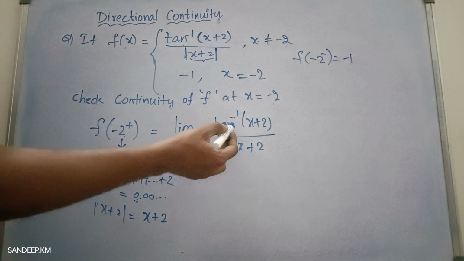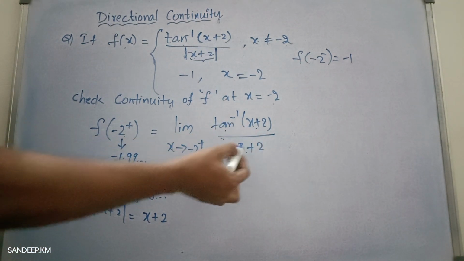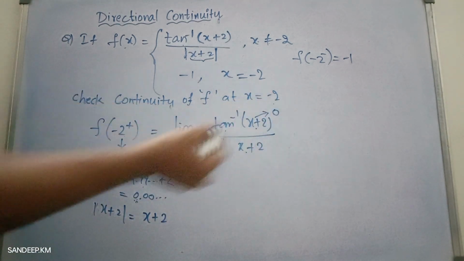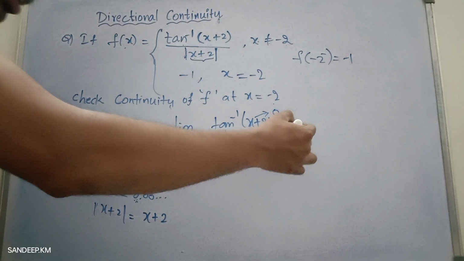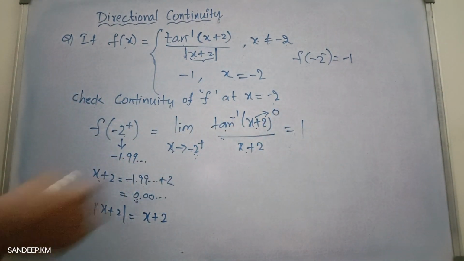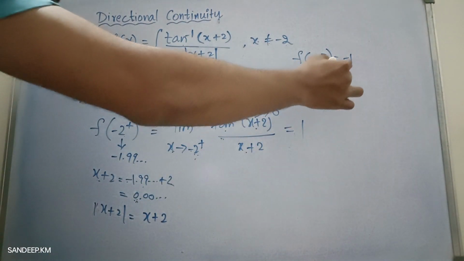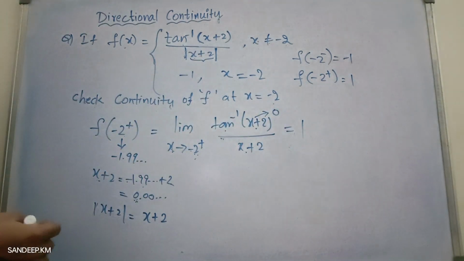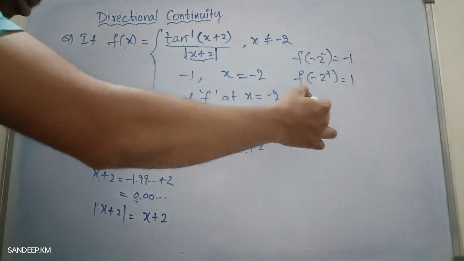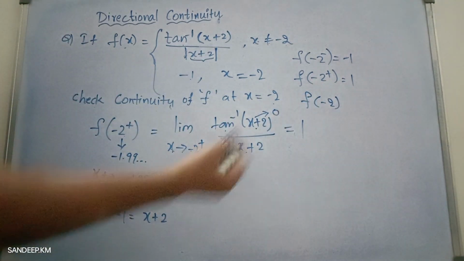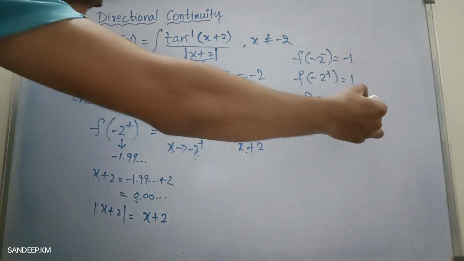Now once again, it is in the form of tan of f of x divided by f of x, where f of x is approaching 0 if x is approaching minus 2. So therefore its limiting value will be equal to plus 1. Dear students, I got the right hand limit as plus 1. What about the value of the function? When the input is -2, the output is minus 1. So f of minus 2, the value of the function, is equal to minus 1.